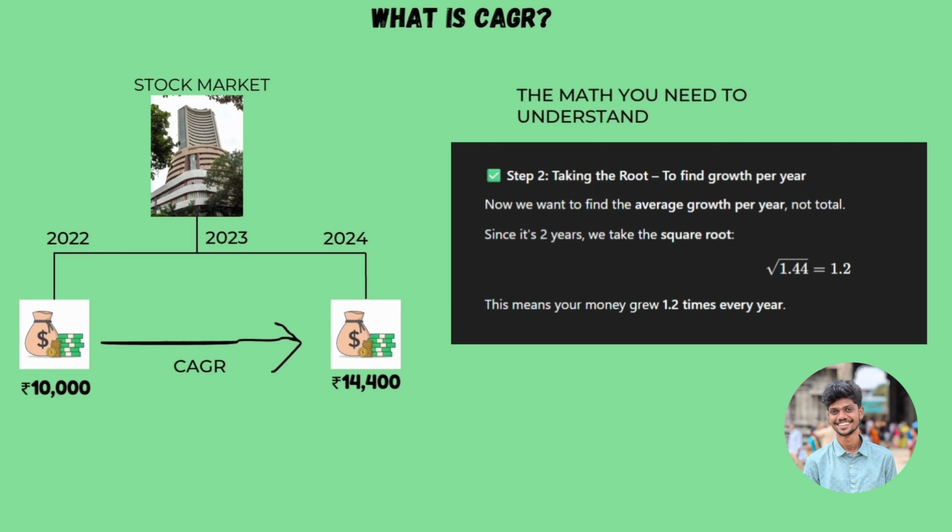Step 2, taking the root to find growth per year. Now we want to find the average growth per year, not the total. Since it's 2 years, we take the square root. If it is 3, we will take the cubic root. In our case, 2022 to 2024, it is 2 years. So we take the square root of 1.44 and the answer is 1.2. This means your money grew 1.2 times every single year.